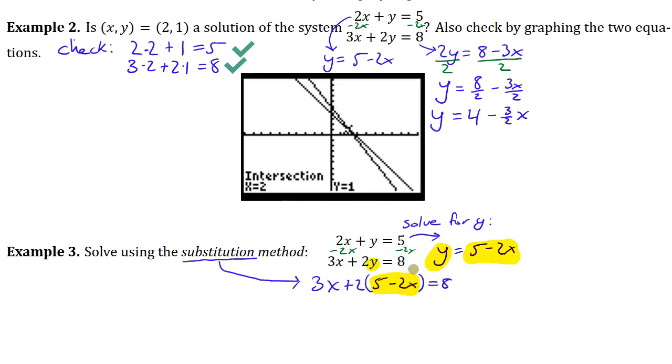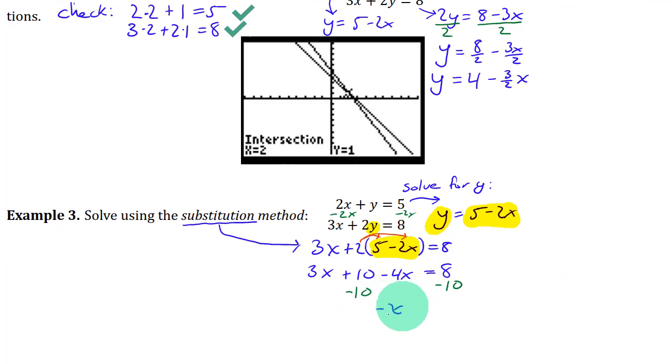Just distribute the 2 in there, get x by itself on one side, and that will be the value of x that makes both equations true. So anyways, we're going to do 3x plus 10 minus 4x, just distributing the 2 in there. That should be equal to 8 here. 3x minus 4x is going to be negative x. You can also subtract 10 from both sides here, and you'll have negative x equals negative 2. And if you then multiply both sides by negative 1, or divide both sides by negative 1, it's up to you. It means basically the same thing. You'll get x equals 2.